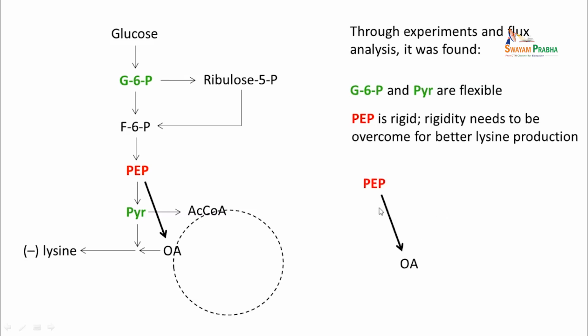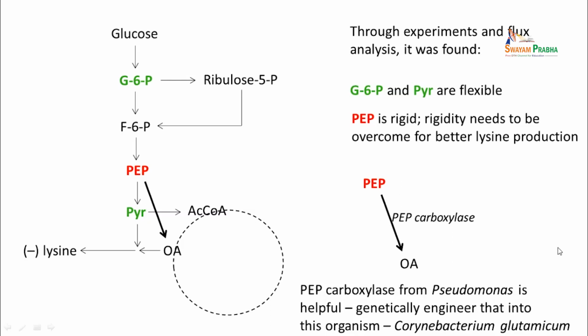In other words, PEP is going to OA, this is the desired branch. This is the PEP carboxylase enzyme that is doing this. PEP carboxylase from the regular organism leads to a rigid node, whereas PEP carboxylase, the enzyme from Pseudomonas, is helpful to break the rigidity. Therefore, the approach was to take the Pseudomonas PEP carboxylase and express it in Corynebacterium glutamicum, and that has helped to decrease the rigidity of this node and thereby increase the production of lysine by about threefold.